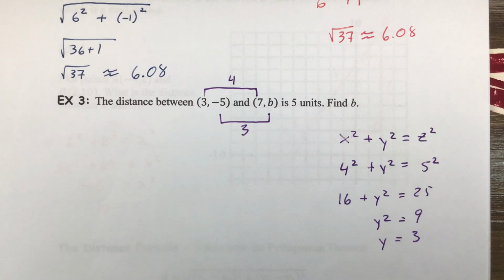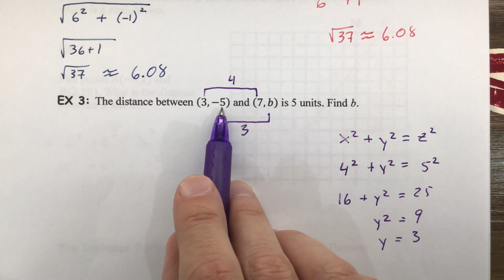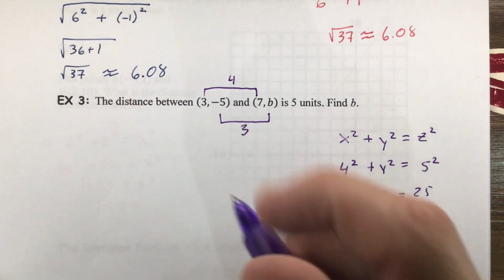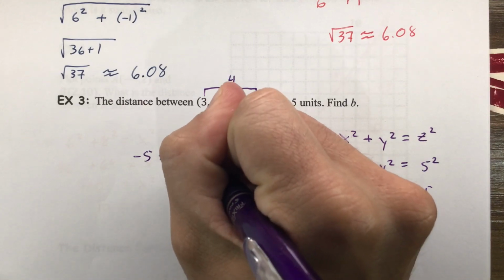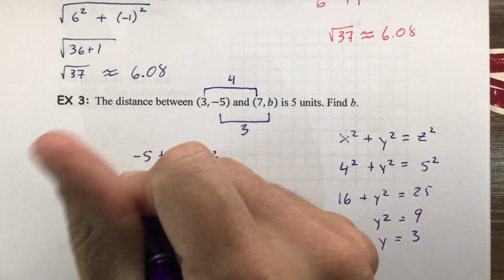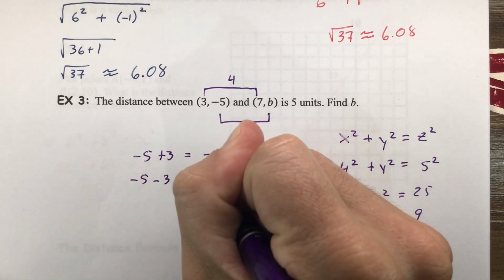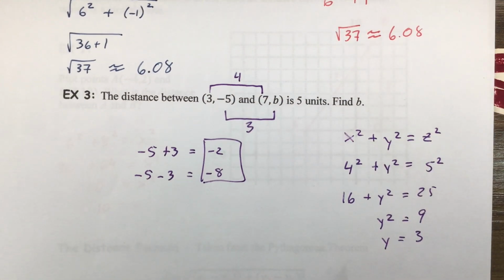This actually has 2 answers to it. Okay? B just has to be 3 units away from -5. It could be greater than -5, it could be less than -5. Okay? So it could be -5 plus 3, which is going to give you -2. It can also be -5 minus 3, which is -8. You actually have 2 different answers that could work for this.